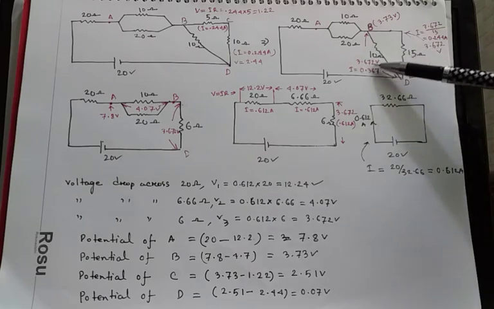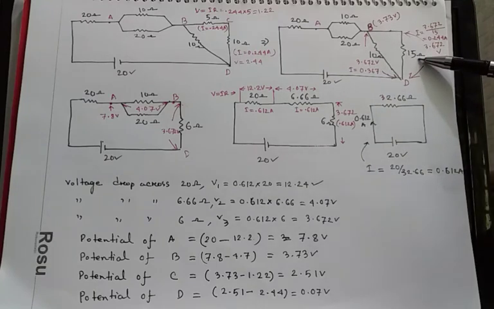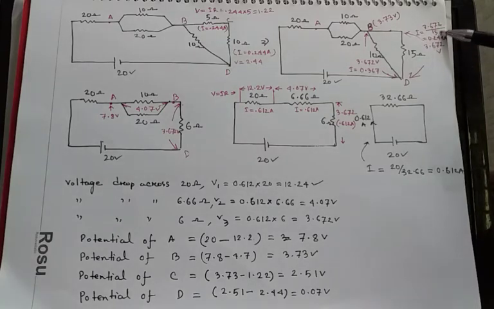And for 10 ohm we have got the current is 0.367 amps, and for 15 ohm the current will be according to the equation I equals V by R, 3.672 divided by 15, that means the current will be 0.244 amps. Okay, so what is the reason of determining this current?